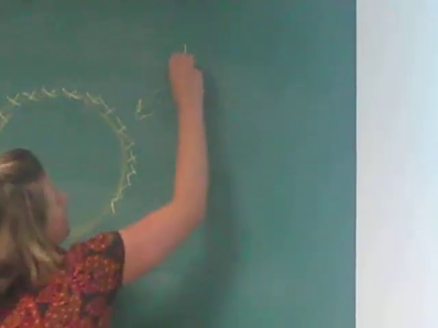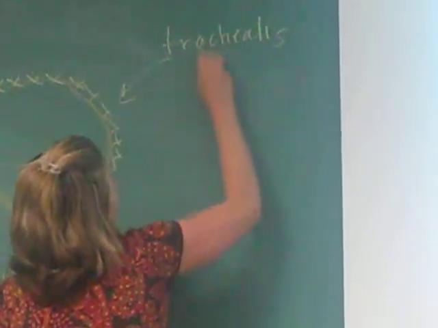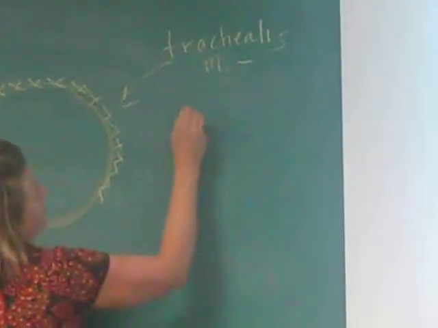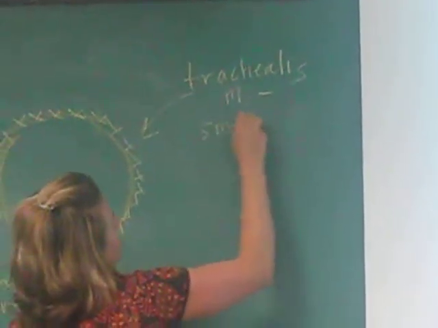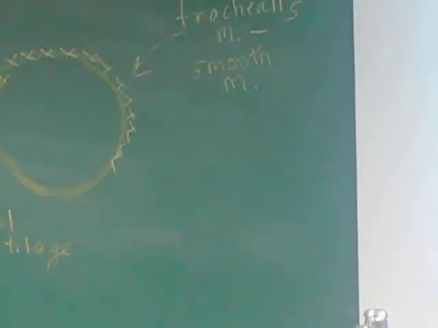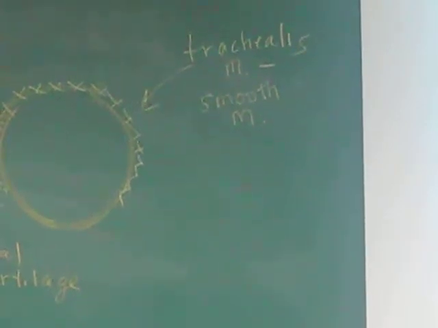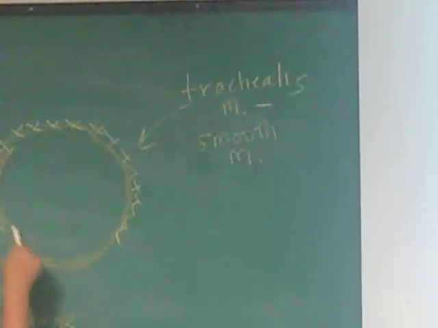Okay, so kind of like this is your biceps muscle. This is the trachealis muscle. That's its name. And what kind of tissue is that made out of? Smooth muscle. Okay, and then we have one more thing. This is the organ, the inside. What do we expect to see lining on the inside?